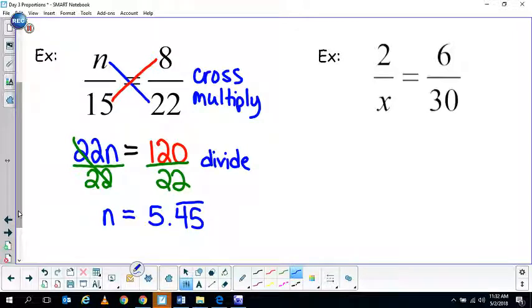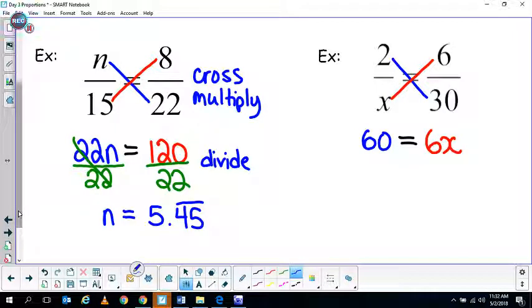It does not matter where in the proportion the variable is. In this next example, the variable is in the bottom. Doesn't matter. We still multiply on the diagonal. 2 times 30 is 60. We have an equal sign. And now we do the other diagonal, which is x times 6, so 6x.